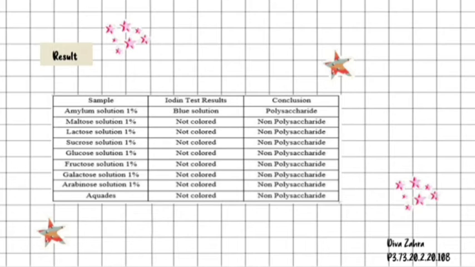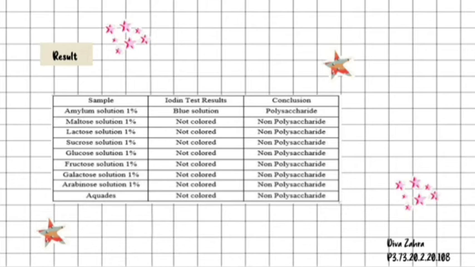1. Amylum solution 1%. The iodine test result is blue solution, so the conclusion is polysaccharide. 2. Maltose solution 1%. The iodine test result is no color, so the conclusion is non-polysaccharide. 3. Lactose solution 1%. The iodine test result is no color, so the conclusion is non-polysaccharide. 4. Sucrose solution 1%. The iodine test result is no color, so the conclusion is non-polysaccharide.